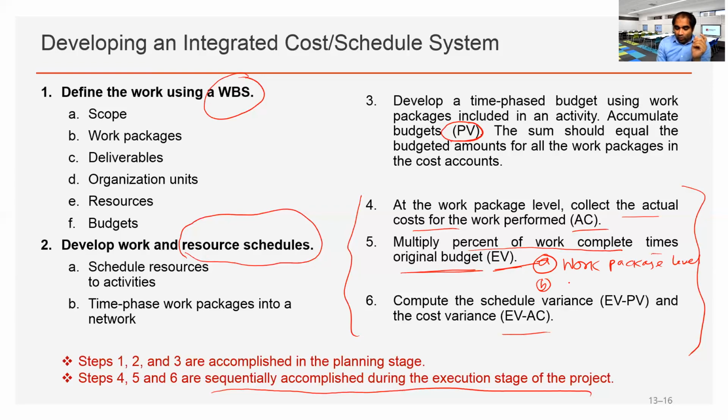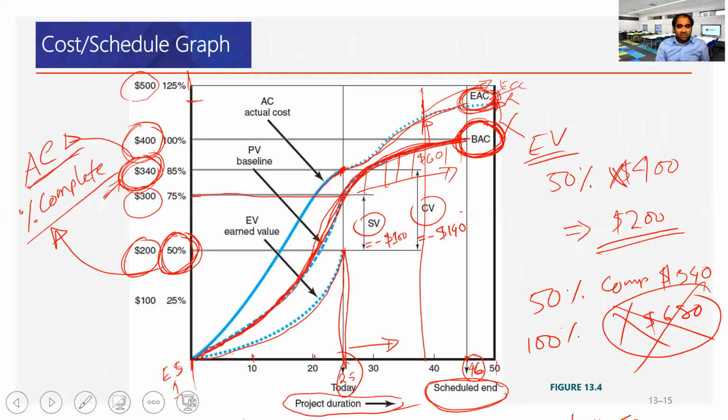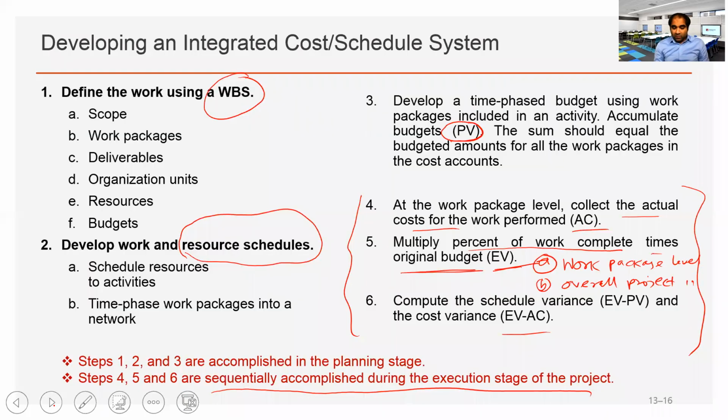And the overall project level. All right. In the previous graph, this is the overall project. This is the earned value for the overall project. If you look into project duration and actual cost, percent complete, planned value, this gives us a good indication of the overall project. So this is the macro level scenario of earned value.